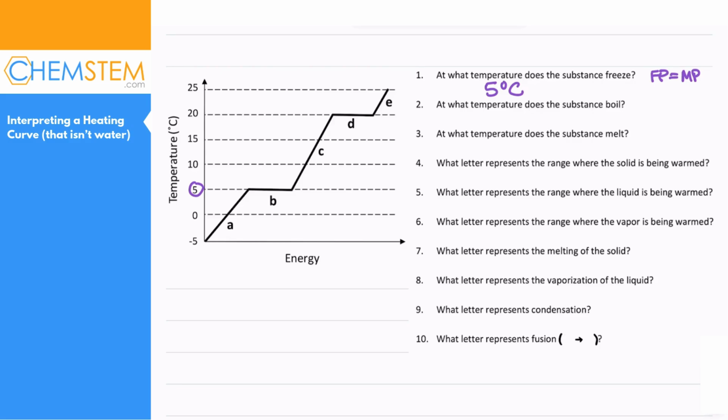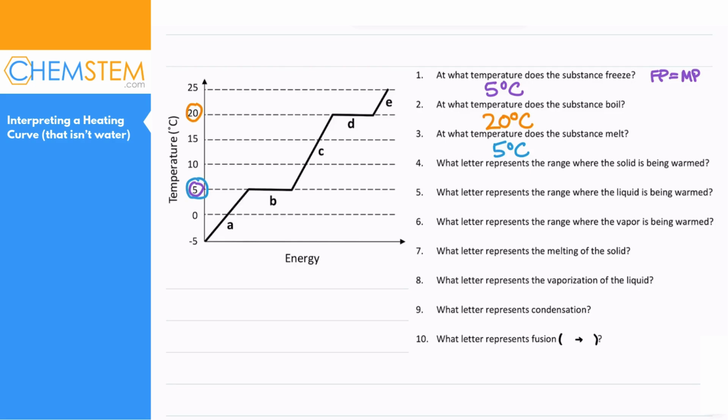2. At what temperature does the substance boil? Now we're looking for boiling, which is the other plateau. So here's the boiling point. It happens at D, the section D, but in terms of the letter, we would put 20 degrees Celsius. 3. At what temperature does the substance melt? Now this helps to remember that freezing and melting are the same temperature, just different directions. So melting is also going to occur at that 5 degree Celsius point.